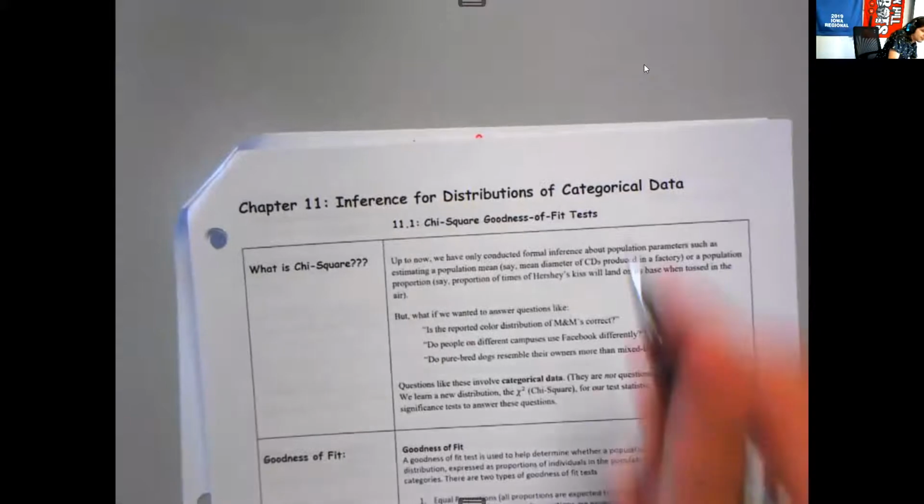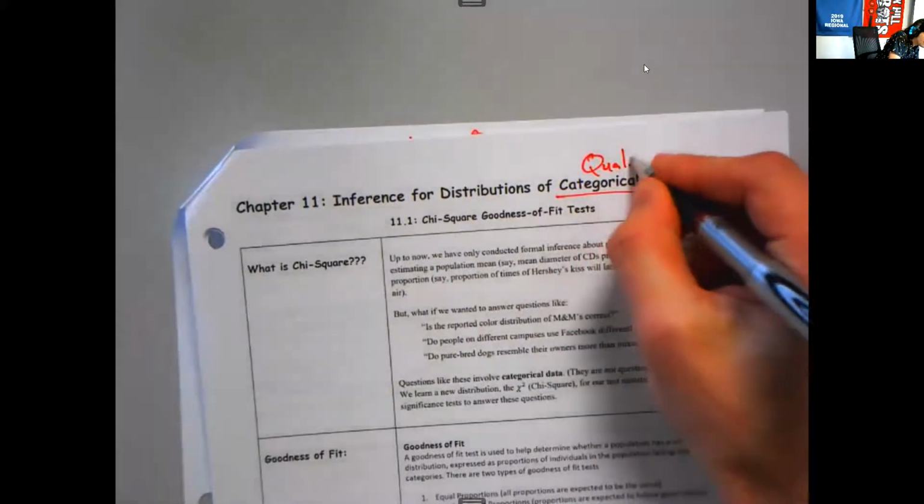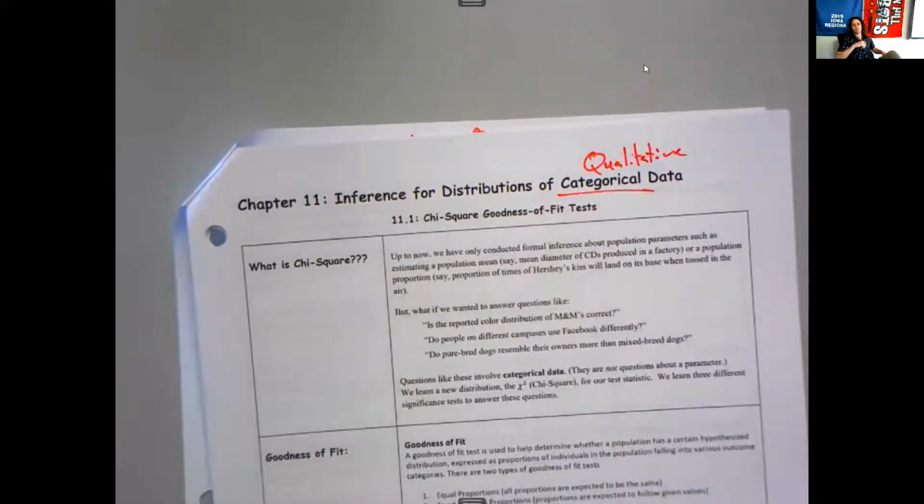So we're getting into 11.1, inference for distributions of categorical data. We've got the word categorical here. I might rewrite that as qualitative. So we're going to talk about qualities. Does it have this quality? And what is your response to having a quality? Often yes or no, or what quality do you fall into? Or what category do you fall into?